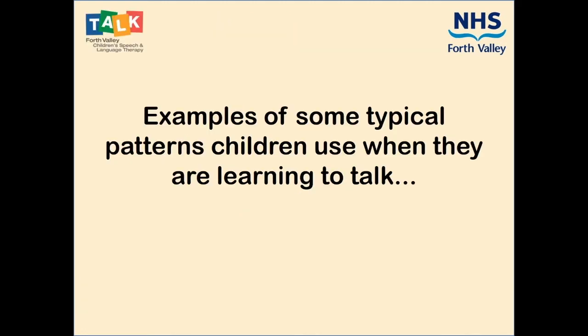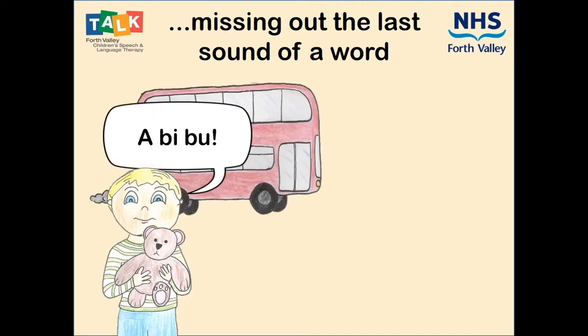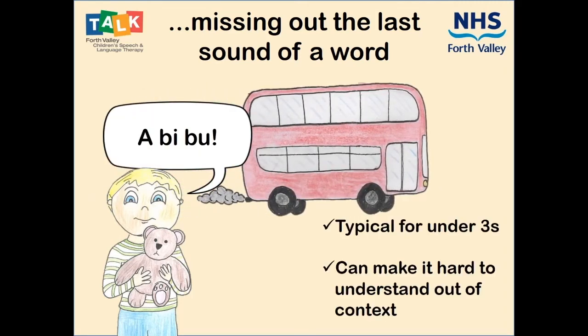Let's have a think about some typical patterns children might use when they're learning to talk. You can have a listen and see if these sound like things that your child might be doing. Remember that all of these patterns are common stages in speech development for lots of children. Sometimes children might miss out the last sound in a word. This is common for children under 3, and it can make it hard to understand what they're saying, especially if they're talking about something with no context, where you're not sure what they're talking about.